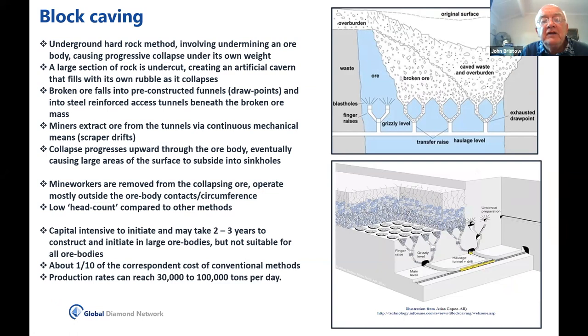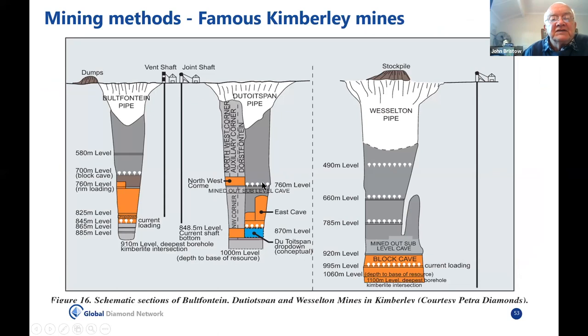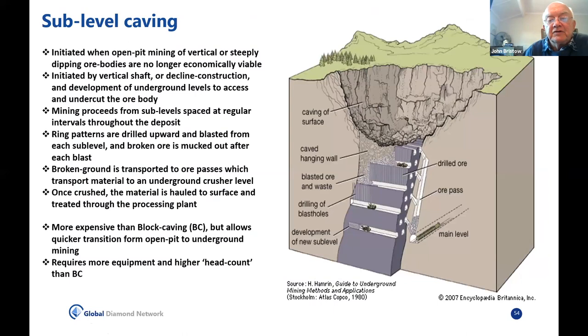You basically go from an area that you were mining, for example, in these Kimberley mines, they would have gone from in this middle section, say the 760 meter level. And then you'll see there, they went to the 825 meter level. So you go much lower down and you undercut. So you cut a slice through the carrot or the pipe, and you start drawing that material down again into a whole series of scraper drifts. And that's what we call block caving.